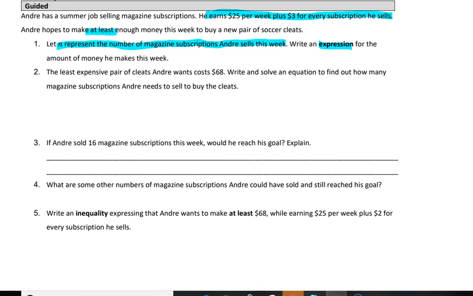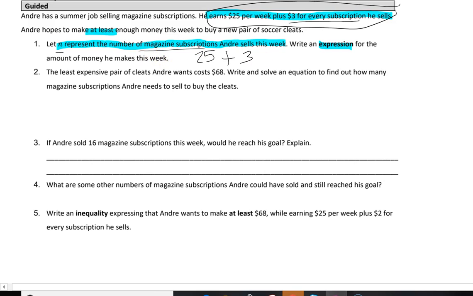So when I see expression, I know it's not going to be an equals, there's not going to be a greater than, no less than, none of that. Just constants, coefficients, operations. So I'm going to look at the first part I highlighted. We know he earns $25, so it's going to be a positive 25, plus $3 for every subscription. We also know N represents the number of subscriptions, so we're going to multiply that by 3, again because the units are repeating.